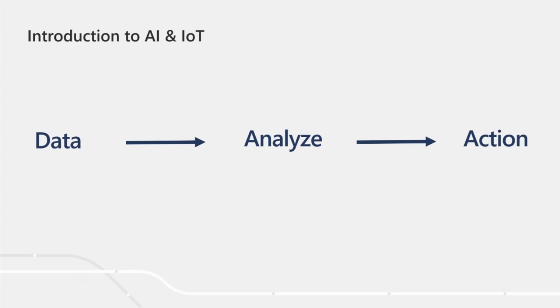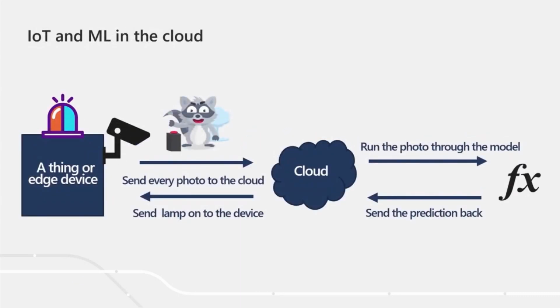There are multiple ways of doing this, and we're going to zoom into two of these scenarios. The first scenario would be generating the data on the IoT device, analyzing the data in the cloud, and taking the action on the device. In our case, the Trash Panda defense system would send every frame to the cloud, run the frame through the model, and send the prediction back, and the device would turn the lamp on or off. This scenario enables us to quickly tune the model in the cloud, but it takes a long time before the lamp is turned on or off, and sending all the frames to the cloud requires a fast internet connection.